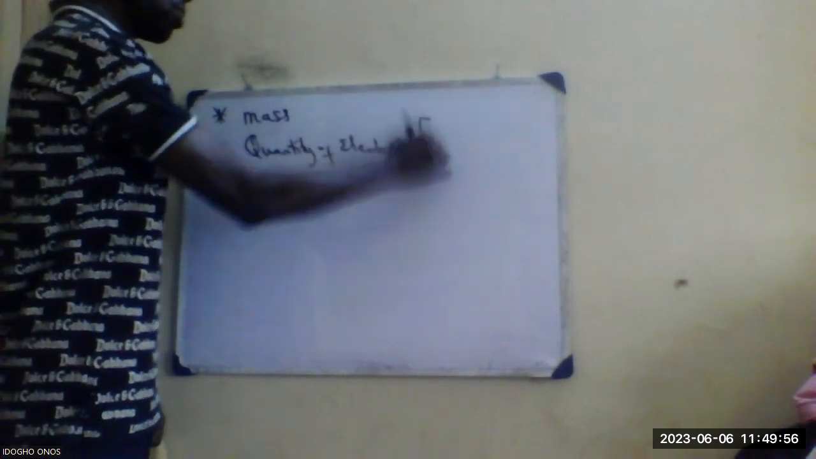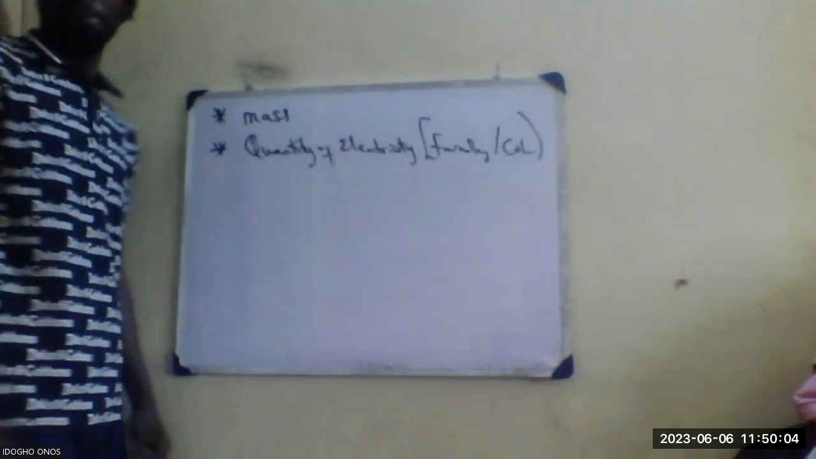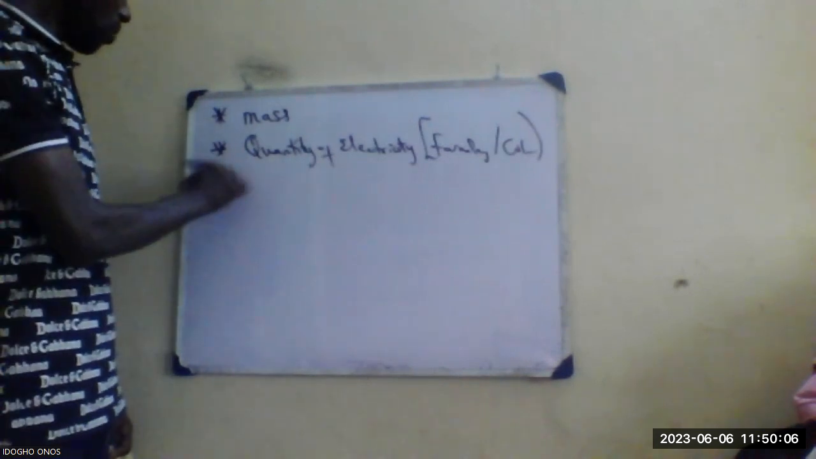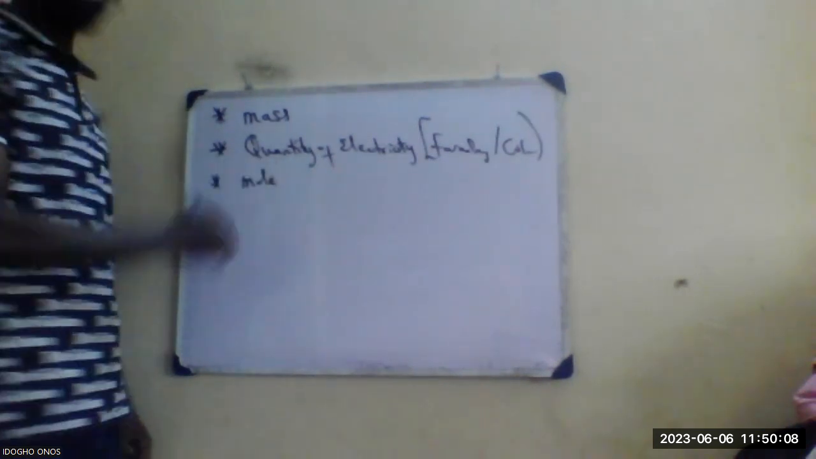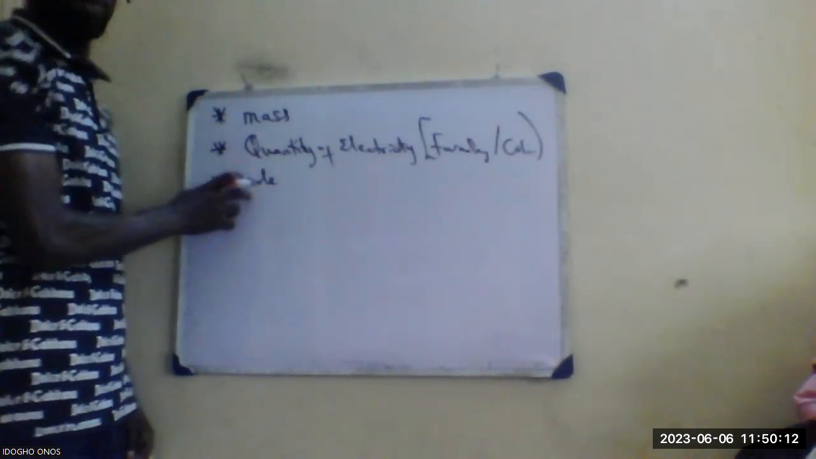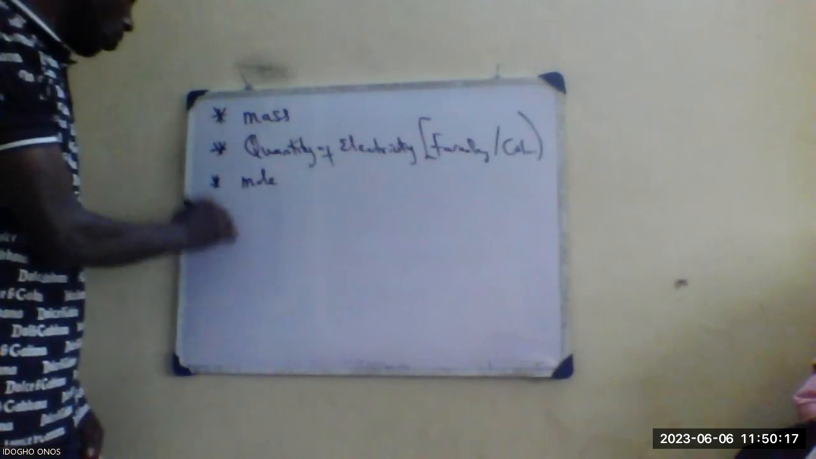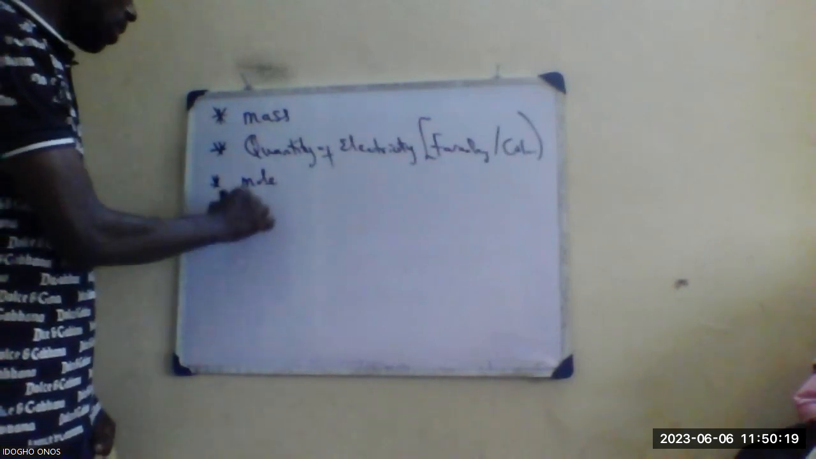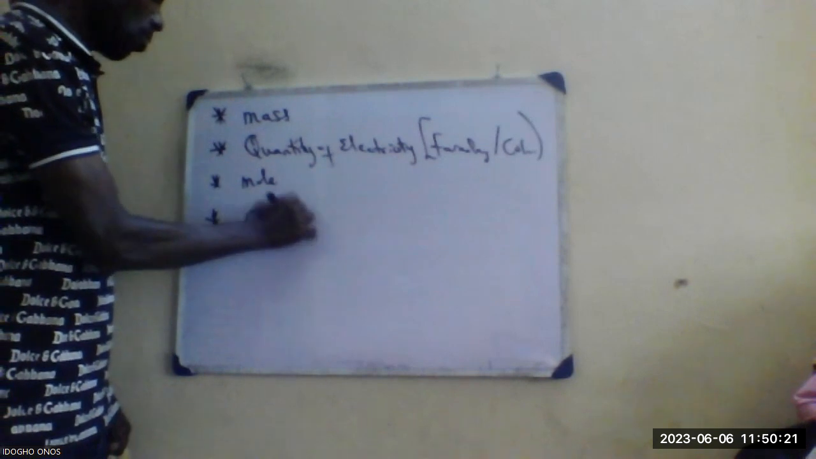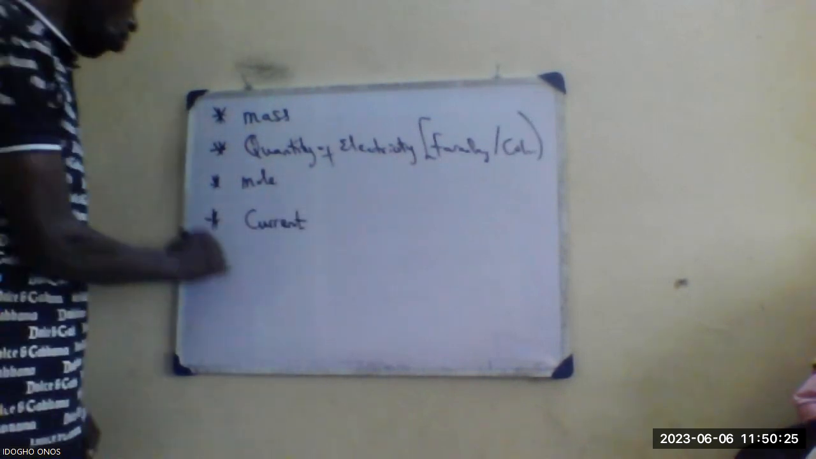This quantity of electricity could either be in Faraday or in coulombs, as the case may be. Again, they could be asked to calculate the amount. If you say amount, it should always be in mole. Then they could also be asked to calculate the current, or what is the time.